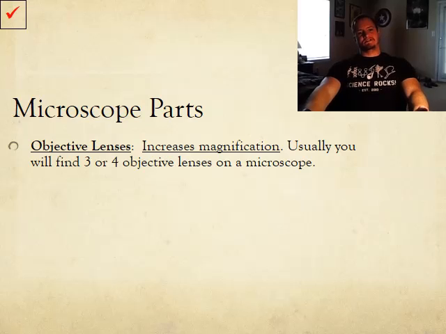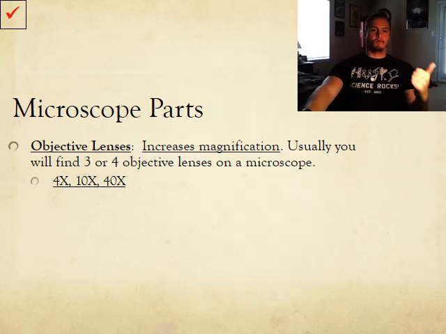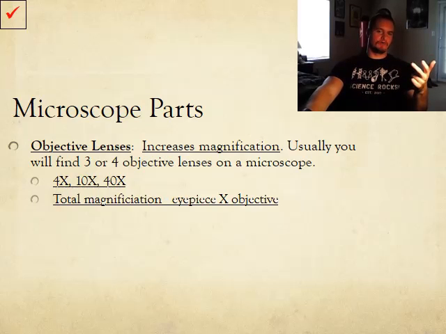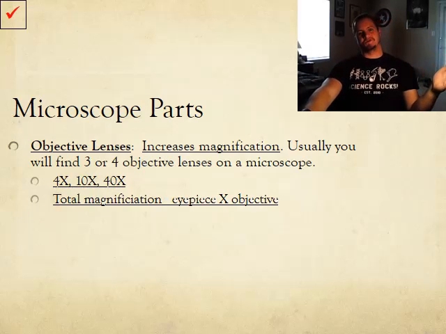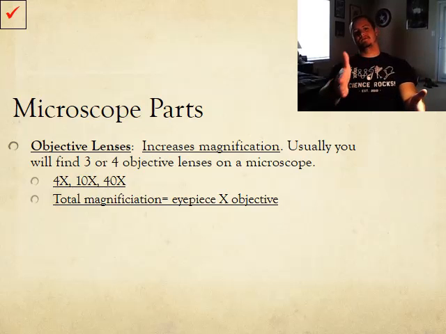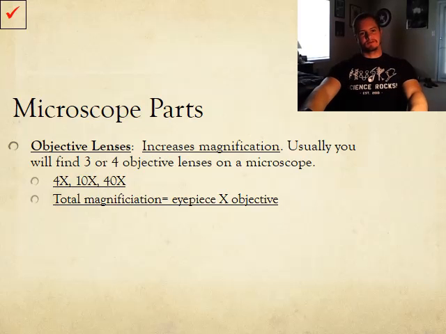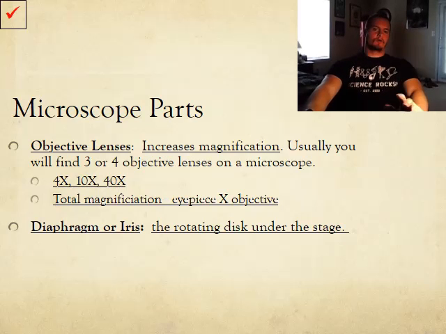The objective lenses. These increase your magnification. Usually you'll have somewhere between 3 and 4 lenses on a microscope, which are normally 4x, low power, 10x, medium power, and 40x, which is your high power. The total magnification is the eyepiece times your objective lens. Now, like I said, at the end of this, we're going to talk about how to calculate that more frequently. The diaphragm, or the iris.